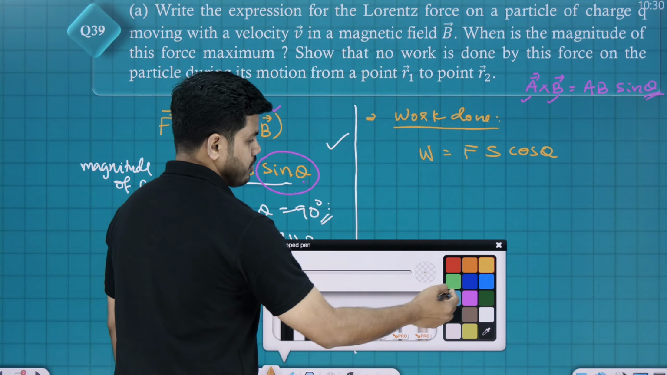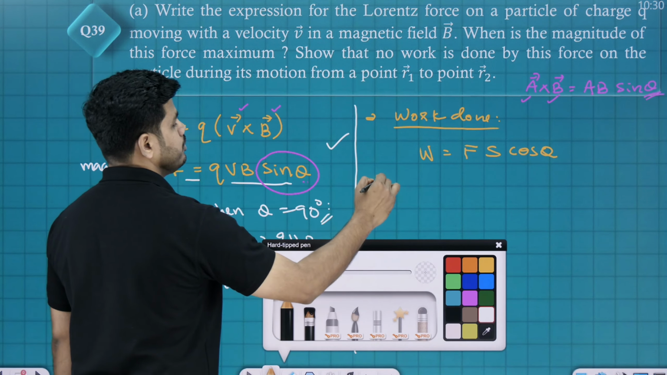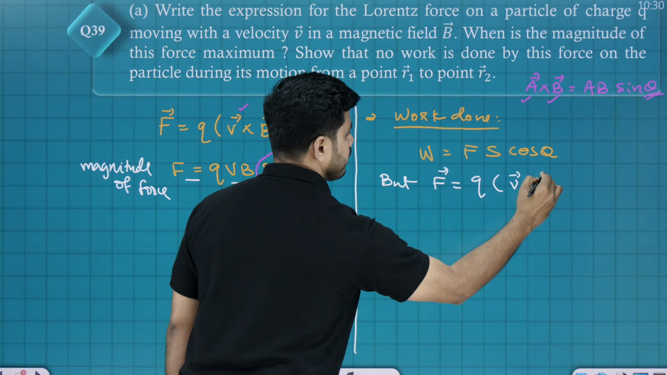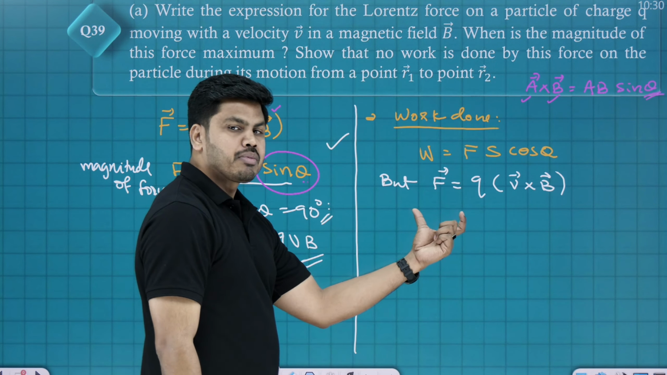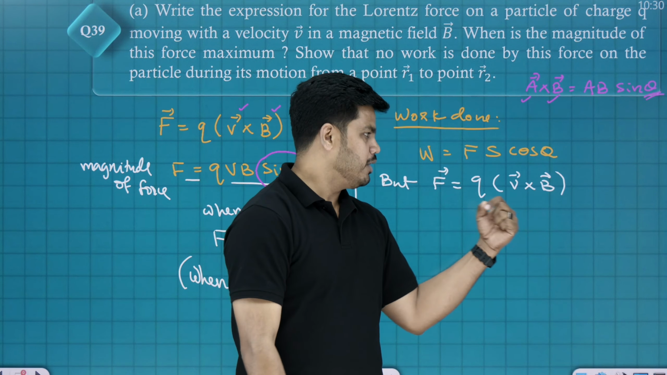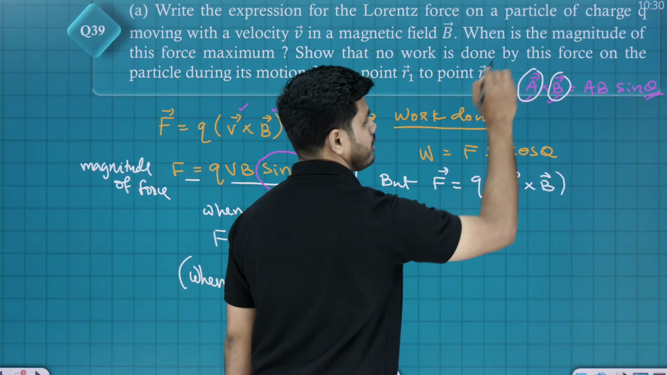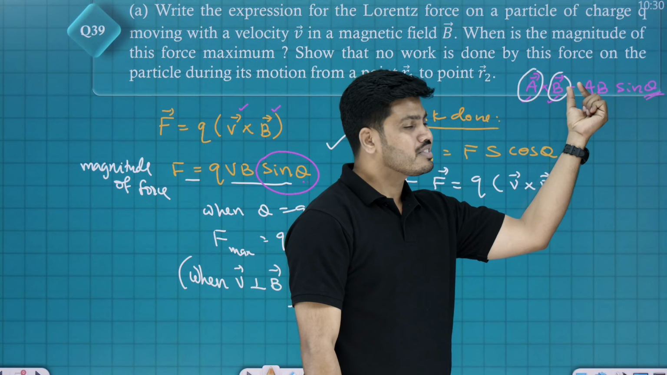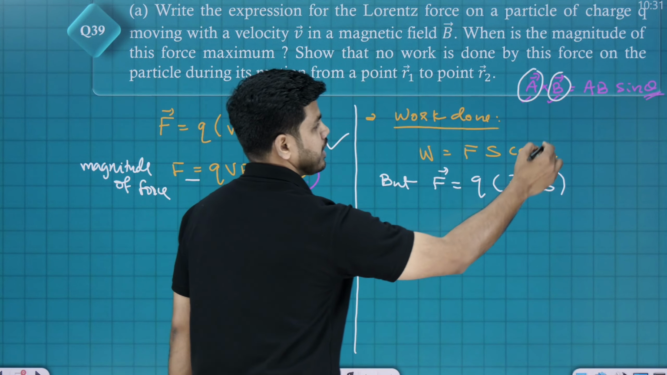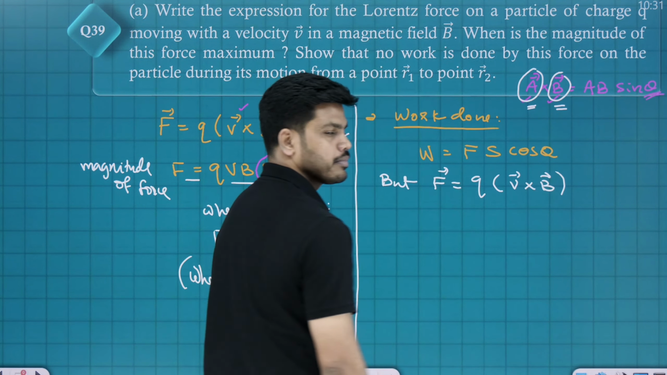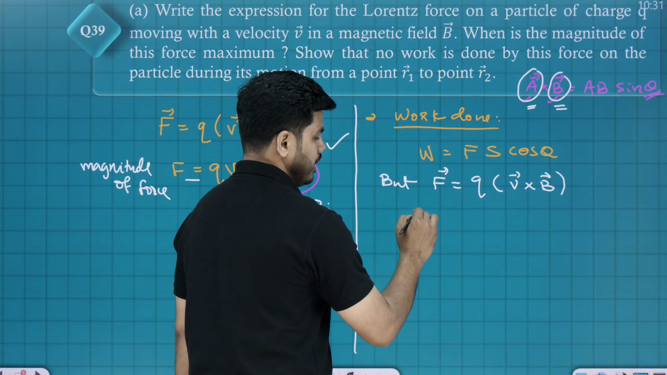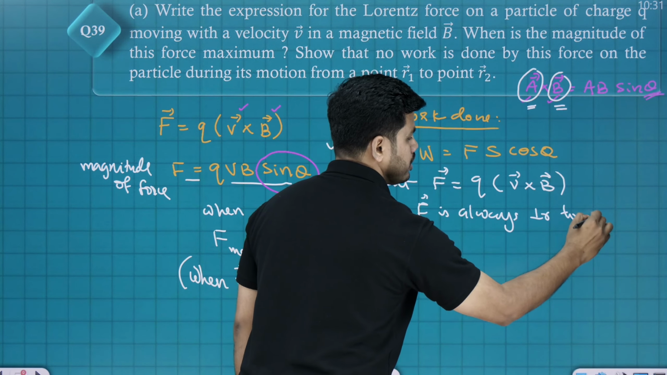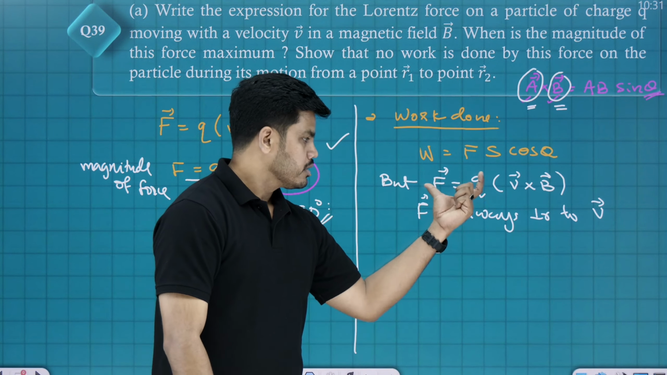And when we write it in vector form, what is F? F vector is equal to Q into V cross B, correct? From the properties of the cross product of vectors, we know that if two vectors A and B are multiplied as a vector cross product, then the resultant vector will be in a direction perpendicular to both A and B. Which means the force is always perpendicular to the direction of velocity, as per the property of the cross product of vectors.